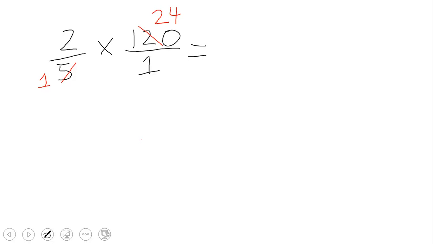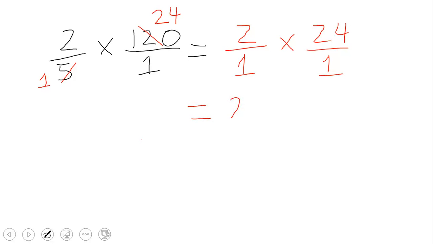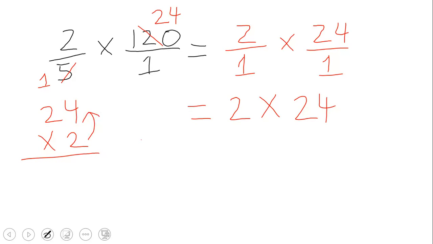Okay, so now we rewrite as follows. We have 2 over 1 multiplied by not 120 but 24 over 1. Now 2 over 1 is the same thing as 2, and 24 over 1 is the same thing as 24. So we are left with 2 times 24. What is 2 times 24? Let's see. 24 times 2. Indeed, 2 times 4 equals 8, and 2 times 2 equals 4. So the answer is 48.